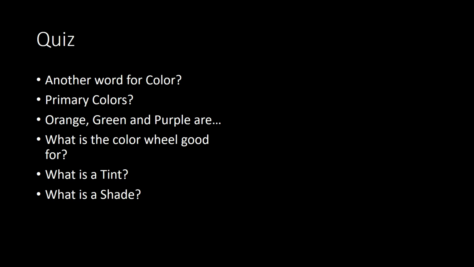A color wheel is good for organizing colors. It is an organizing tool. Do you remember what a tint is? A tint is any hue that you add white or light to it. And a shade is any hue that you add black or dark to it.